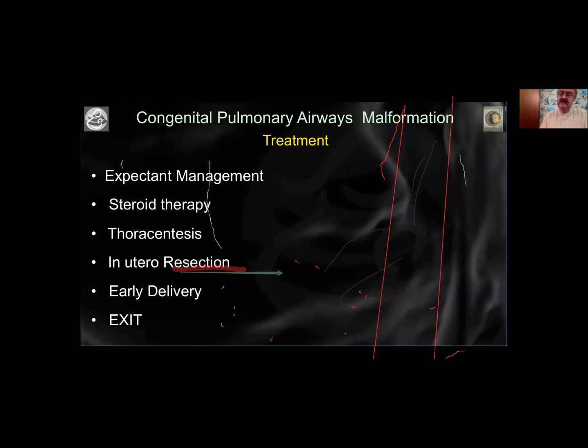And then this EXIT procedure, which I was saying, that just before delivery, we do a hysterotomy incision, intubate the fetus, and then deliver it while it's still on the placental circulation, and very useful in this condition.